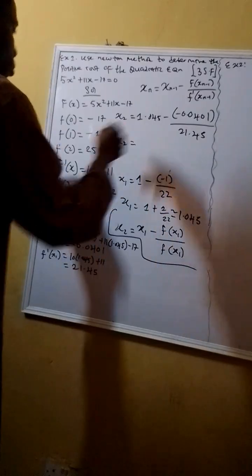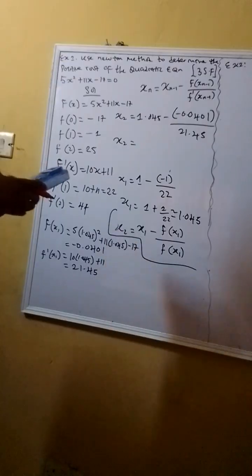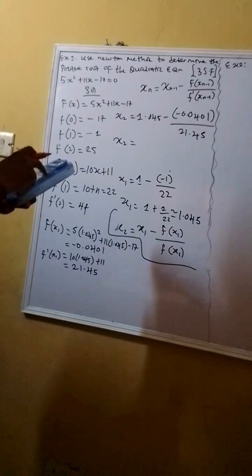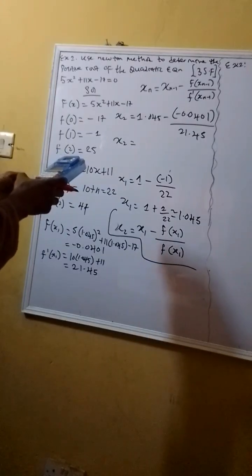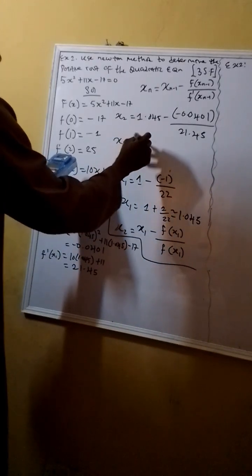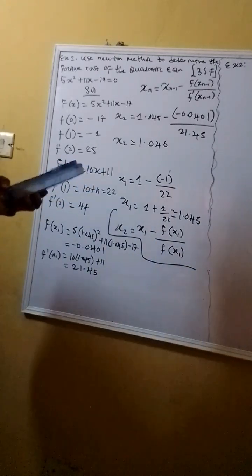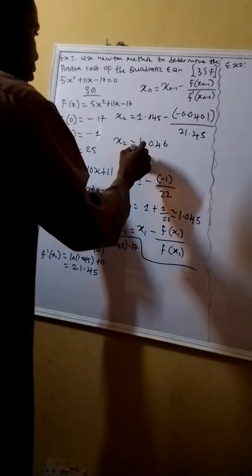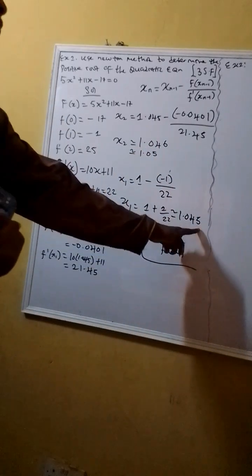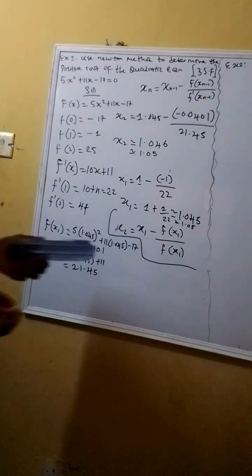So our x2 would be equal to 0.040 divided by 21.45. So that gives us this. Then 1.045 plus the answer gives us approximately 1.046. The question tells us to give 3 significant figures. So this can be approximately 1.05. And since the first value is 1.045, it can also be approximated to 1.05. Do not forget.